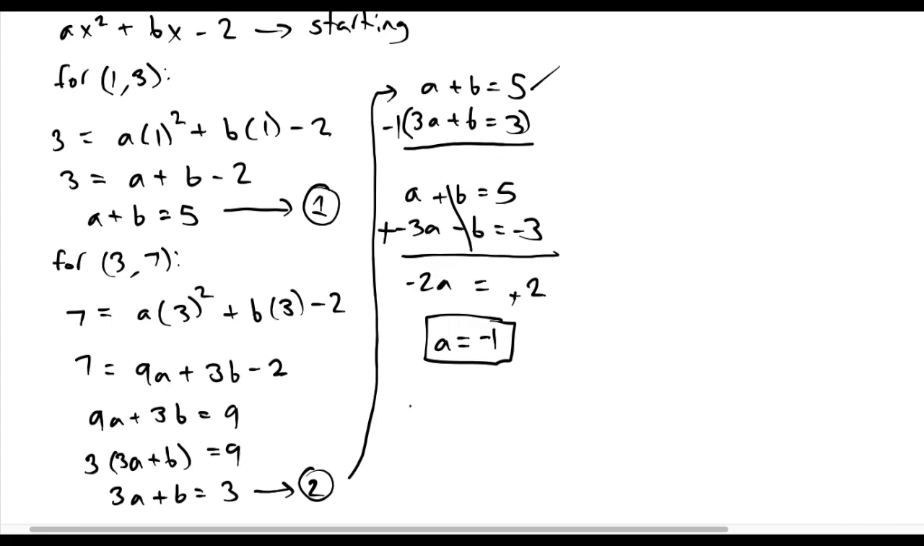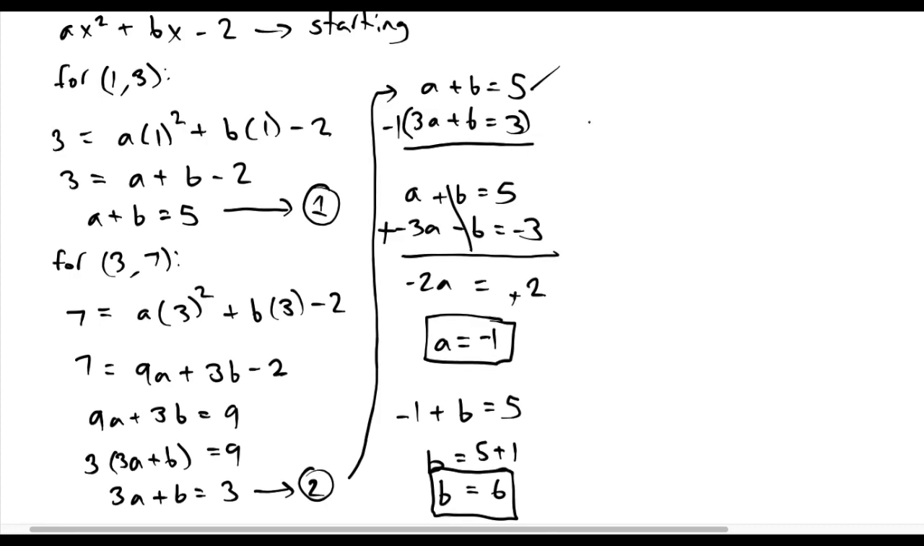Why not use it? So we can say -1 plus b is equal to 5. So b is equal to 5 plus 1. So b is equal to 6. So now we have the value for a and b. With this, let's construct the final equation.